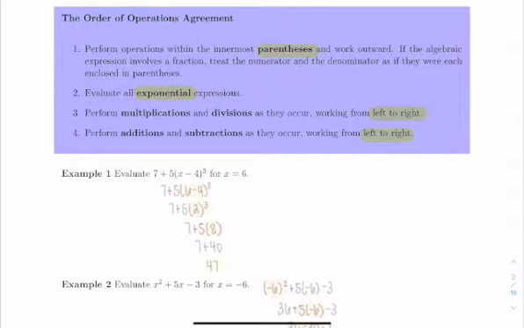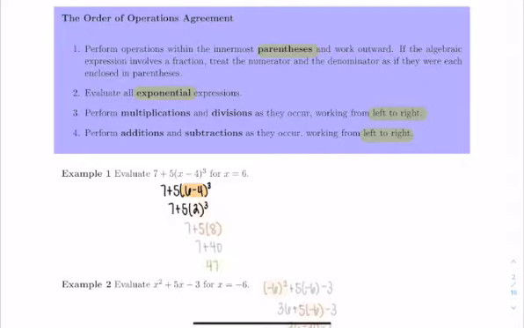Number 1, we're going to evaluate 7 plus 5 times x minus 4 cubed for x equals 6. So wherever we see x, we are going to plug in a 6. So when I write this with our variable replacement, we have 7 plus 5 times 6 minus 4 cubed. And so by order of operations, the first thing that I want to simplify is inside the parentheses, which is the 6 minus 4. So we have 7 plus 5 times 2 cubed.